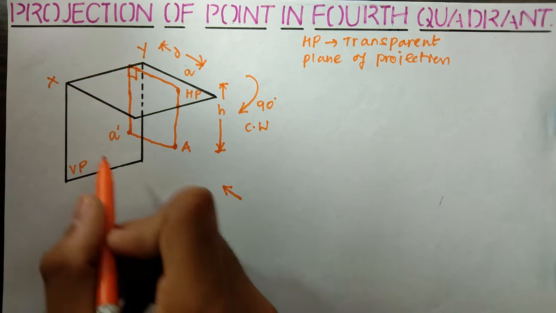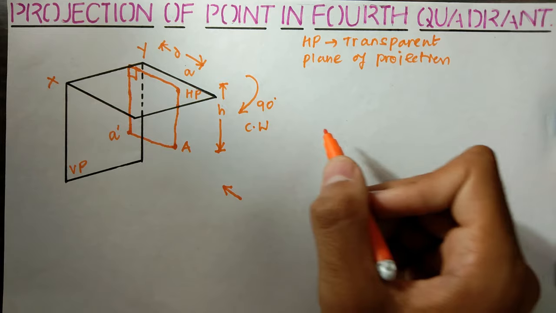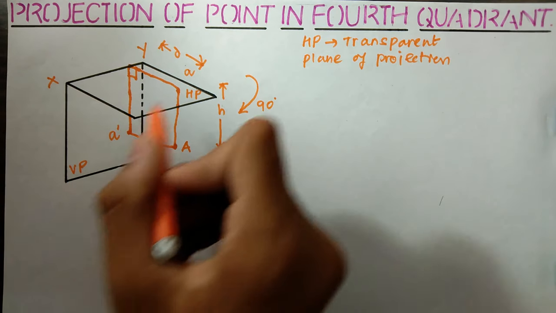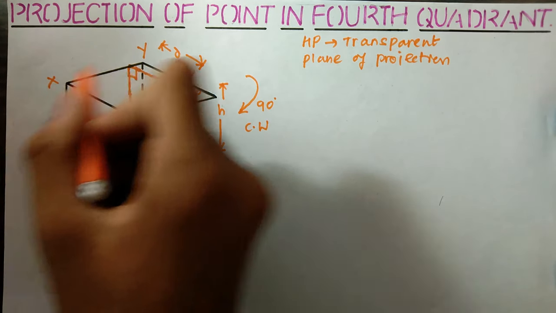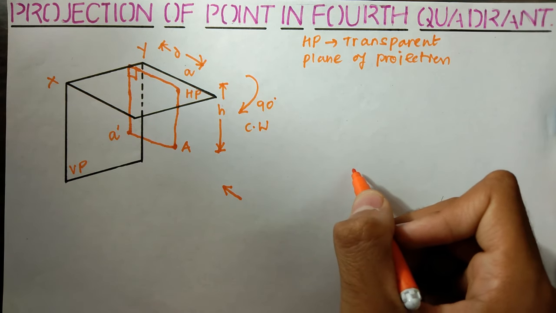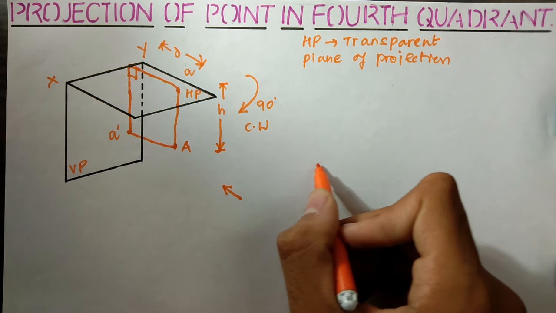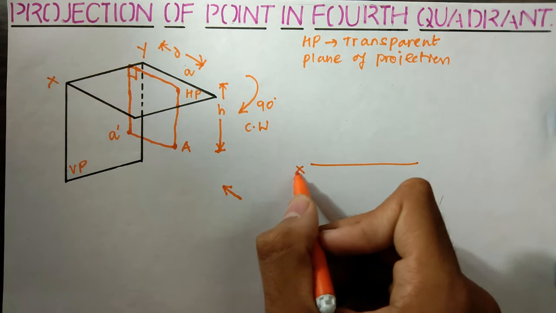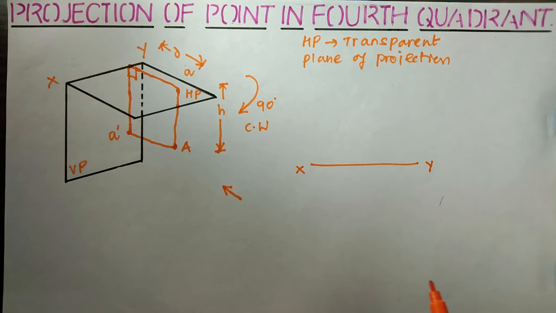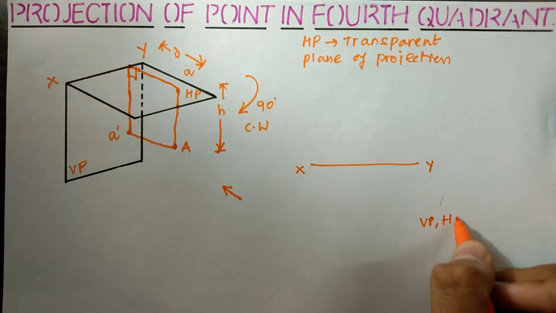So for converting this pictorial representation into orthographic projection, one thing to be noted is that both the horizontal plane and the vertical plane lie below the reference line xy. So let us begin drawing the orthographic view by drawing the reference line xy. This is the reference line xy. Now we know that the vertical plane and the horizontal plane lie below the reference line xy.